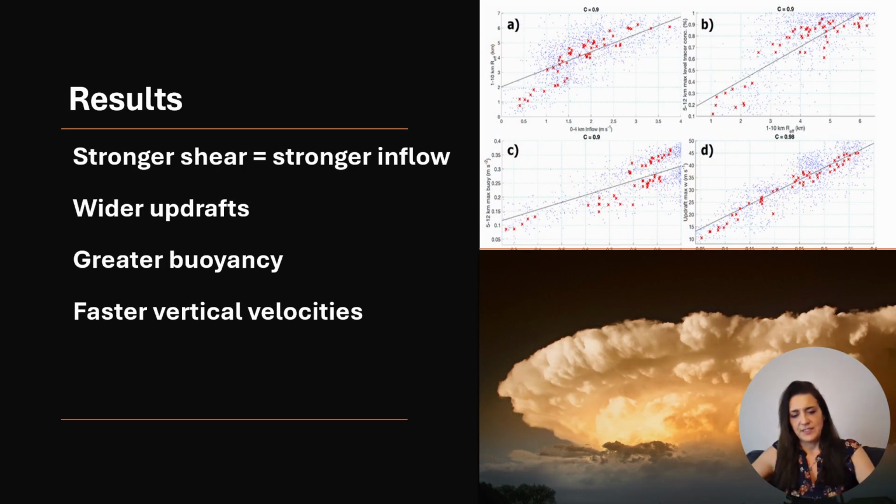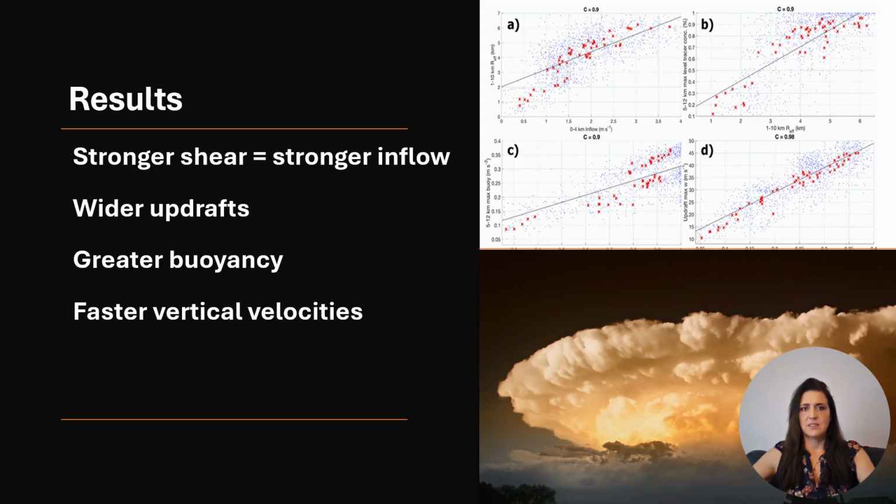One of the major findings of the study was that stronger vertical wind shear produced stronger storm inflow and wider updrafts. Figure 1, adapted from Figure 5 in the article, demonstrates the relationships between inflow, updraft width, buoyancy, and vertical velocity. The figure shows that storms with stronger inflow generally developed wider updrafts. These wider updrafts were able to transport larger amounts of warm, moist air higher into the atmosphere without becoming diluted as quickly by surrounding dry air.